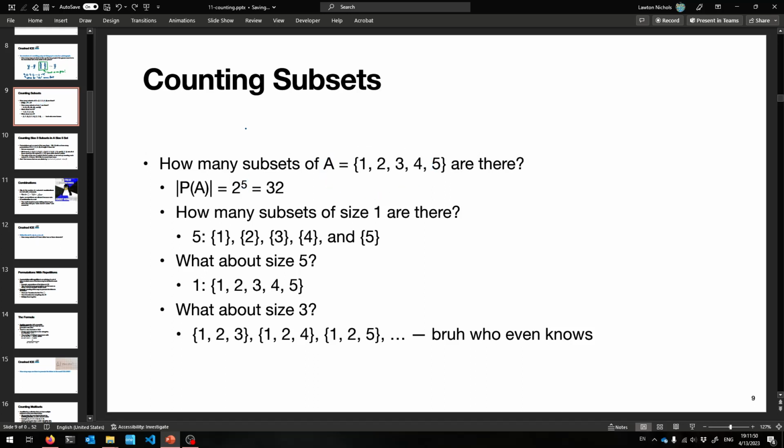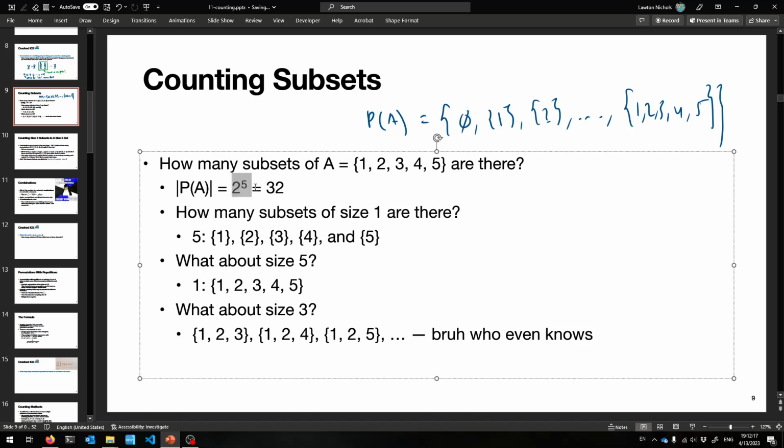So remember that the power set of a set, P of A, for example, is the set of all its subsets. So the empty set is a subset. The set with just 1 in it is a subset. The set with just 2 in it is a subset. And so on and so forth until you have the set itself, 1, 2, 3, 4, 5. That works out too. Okay, so the number of subsets is 2 to the size of the original set.